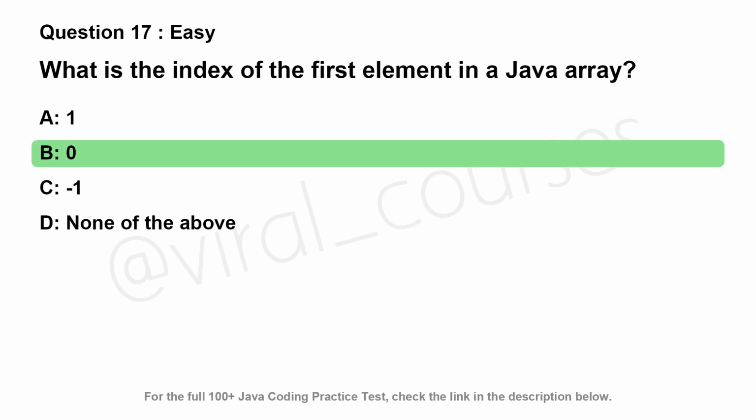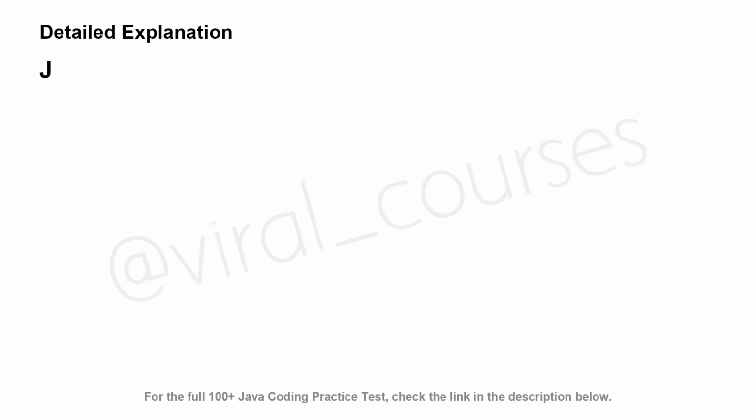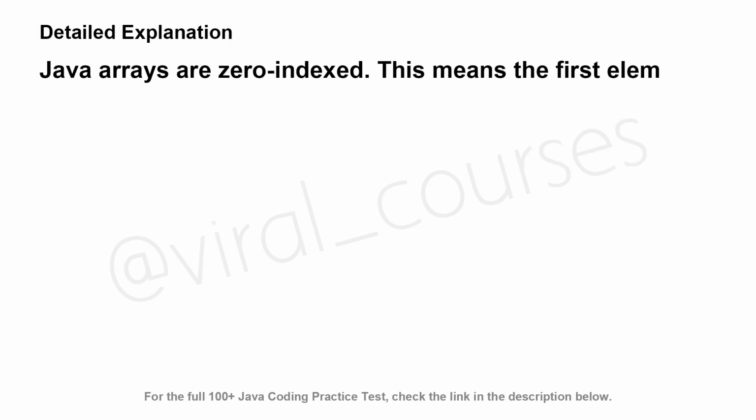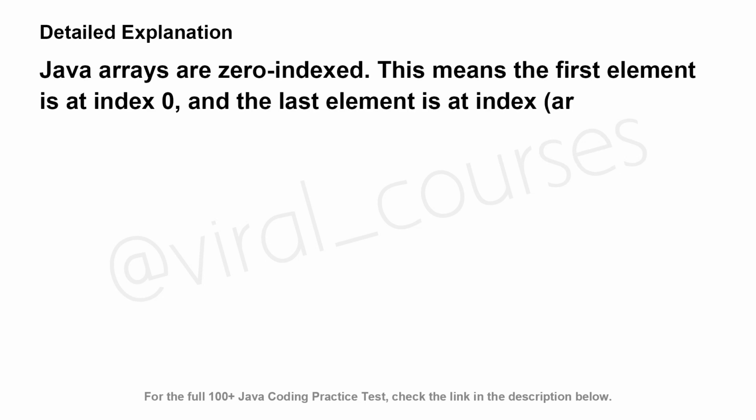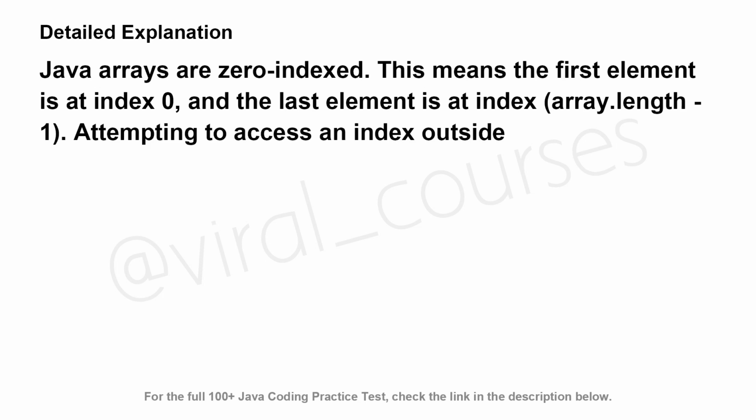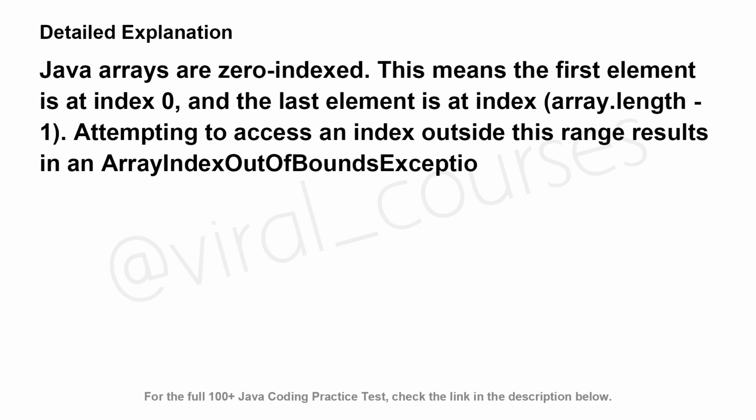The correct answer is B. Java arrays are zero-indexed. This means the first element is at index 0, and the last element is at index array length minus 1. Attempting to access an index outside this range results in an ArrayIndexOutOfBoundsException.